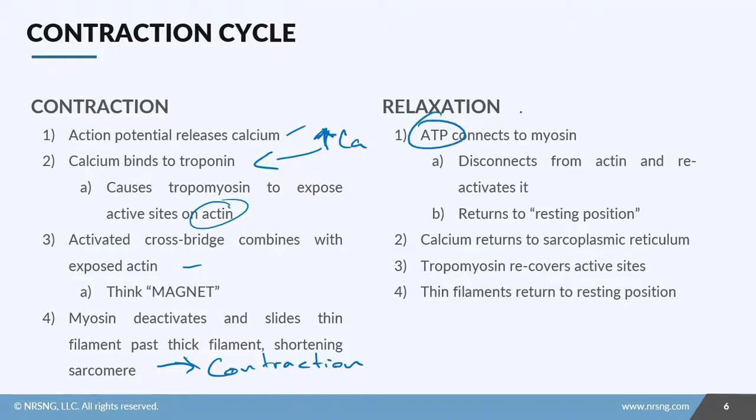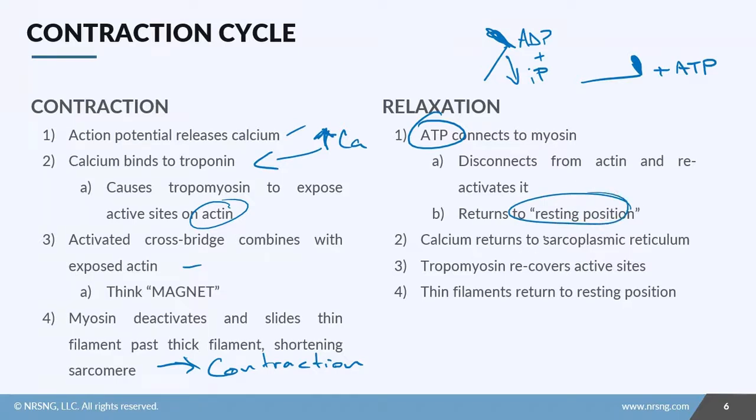This part is a little bit counterintuitive because you think you need ATP for energy. Well, in this case, normally the myosin head is here with ADP plus the inorganic phosphate. But the problem is we need it to go backward. It requires energy for that process to happen so that it can come back and push that filament forward again. So in order to do that, you need to get it in this position, and that requires ATP. So in relaxation, the ATP comes in and moves this head down, and it disconnects from the actin and reactivates it, and returns it to this resting position.